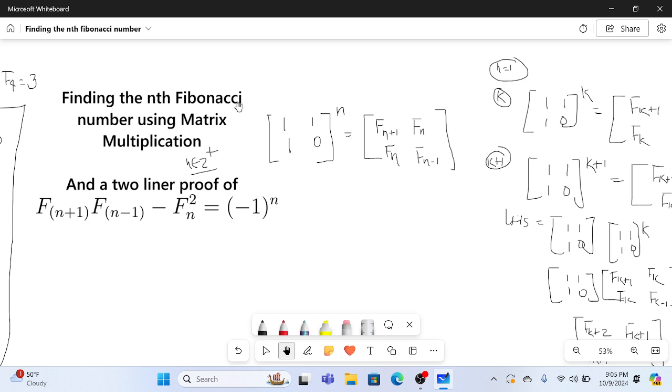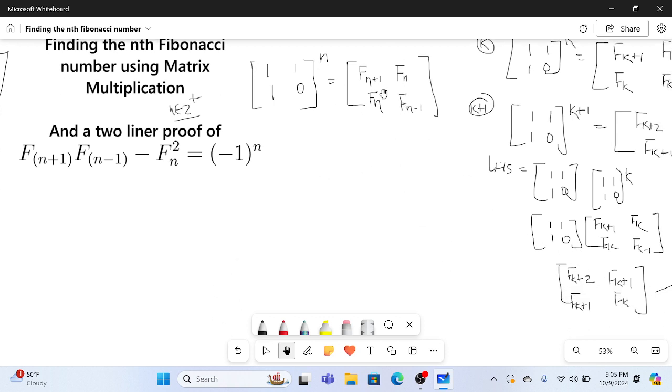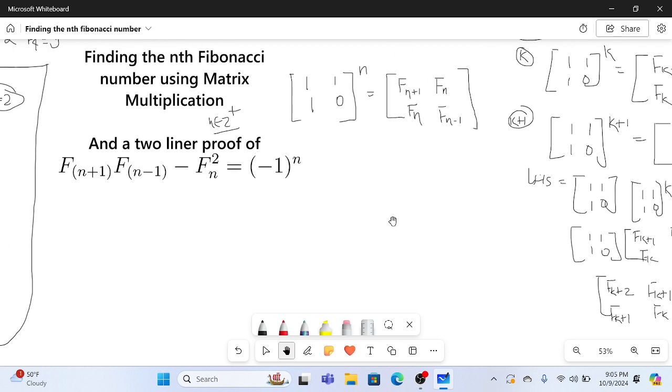We will get a formula in terms of power n and other numbers. And since we know that those are the Fibonacci numbers, we will basically get an expression for the nth Fibonacci number, and that will be helpful to find any Fibonacci number for any n, right? So yeah, now I will give the proof.